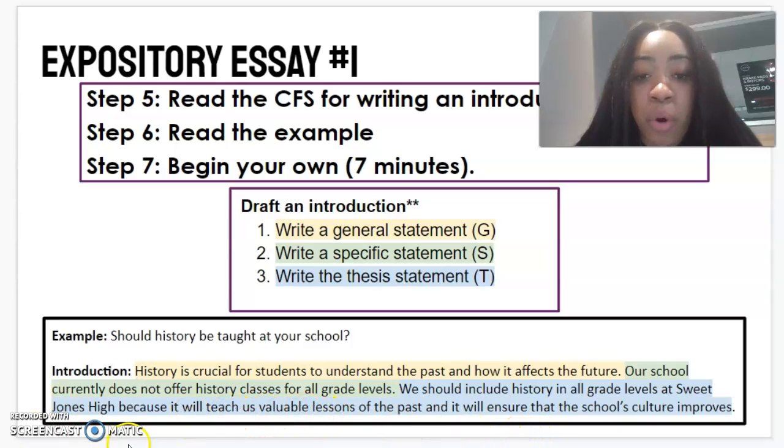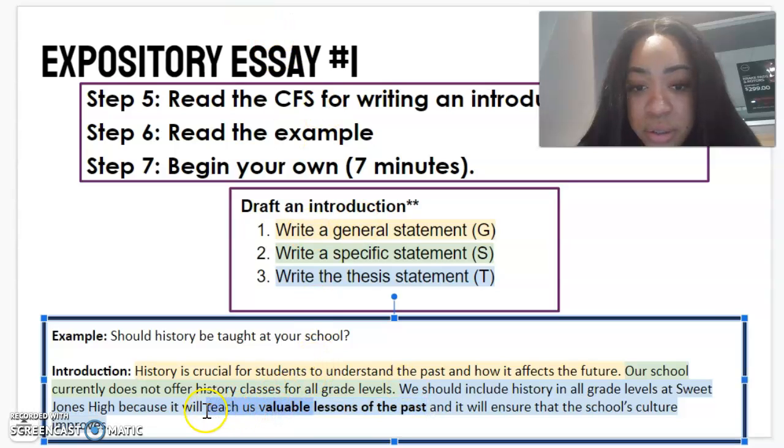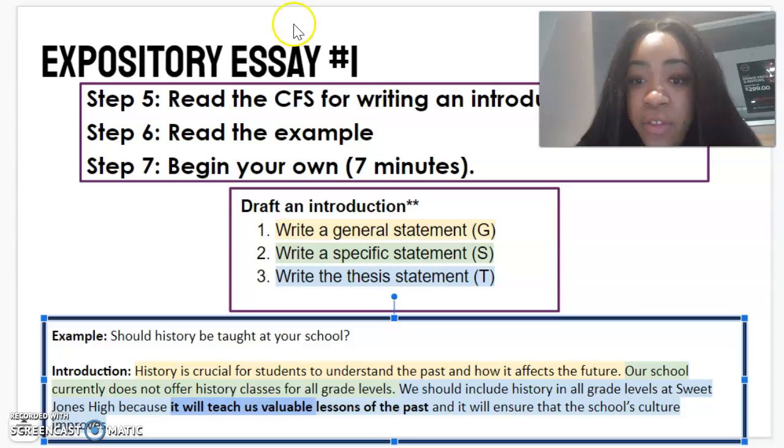So I know before I even read the rest of this essay that they're going to have their first body paragraph talk about how history teaches valuable lessons of the past. And I know that their second body paragraph is going to be about the school's culture improving. So that answers the prompt and it gives me 2 reasons why history should be taught at the school. So now let's move back to your essay.